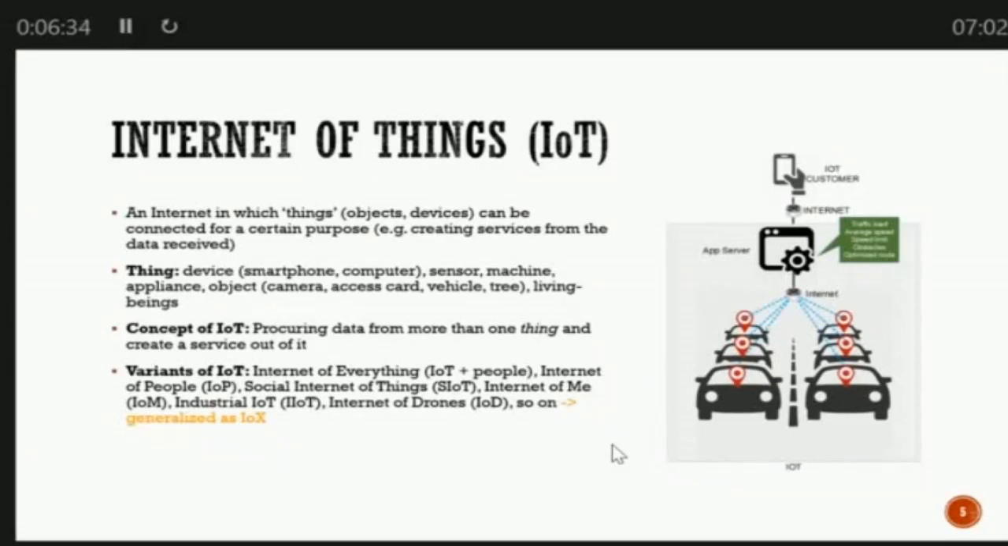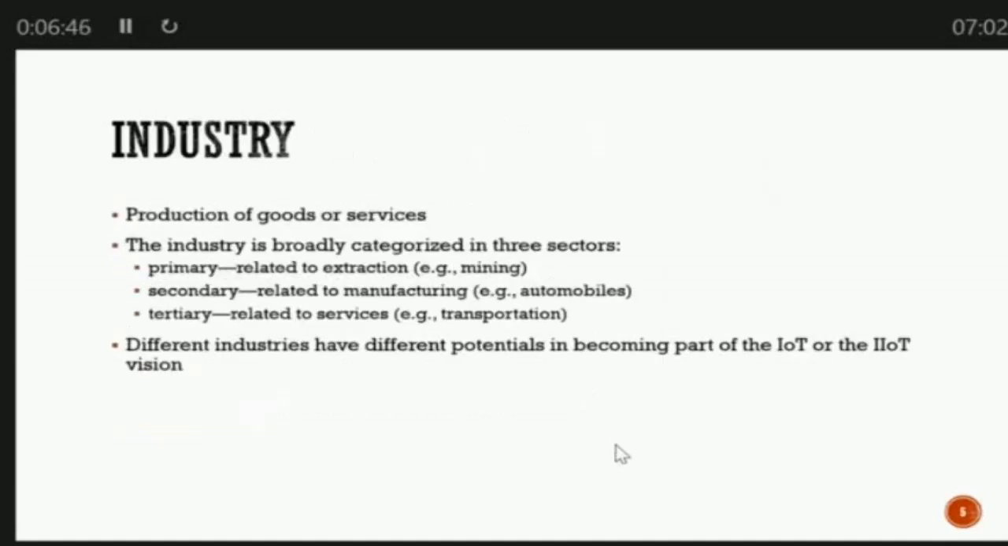So these are the two corners of this presentation or this discussion. One corner is cloud computing and the other corner is Internet of Things or IoT. So we know both of these things by now. What is industry? Since this presentation is related to industrial IoT, we're going to learn what is industry and what is the role of industry in case of IoT, the scope of industry.